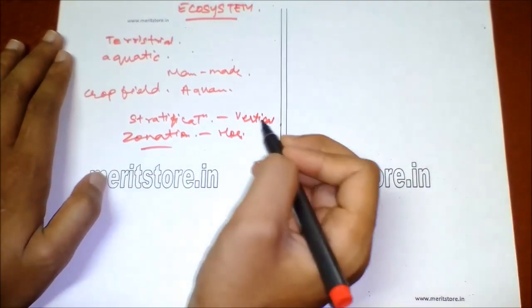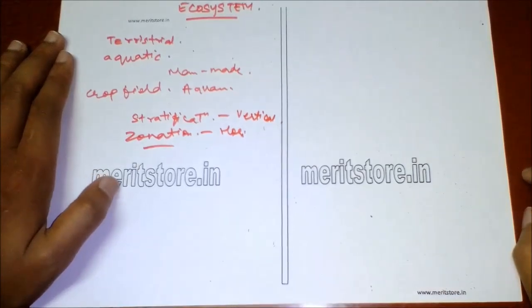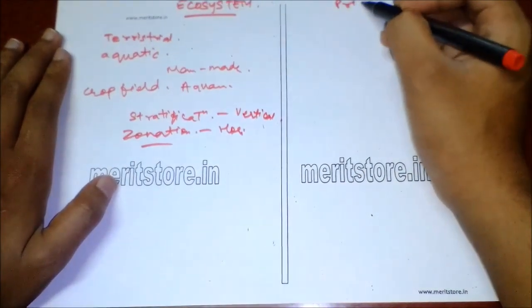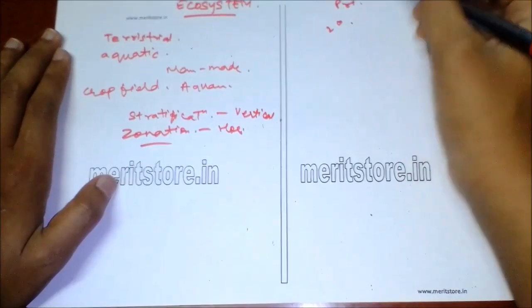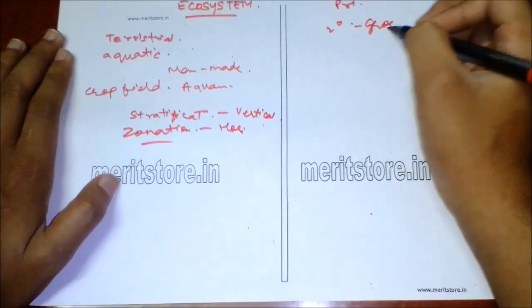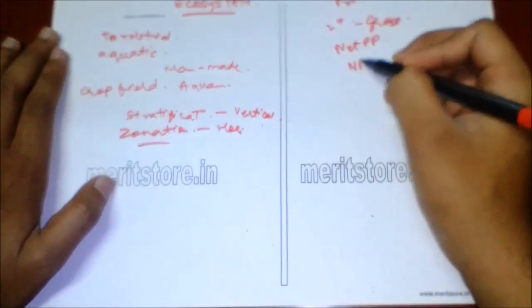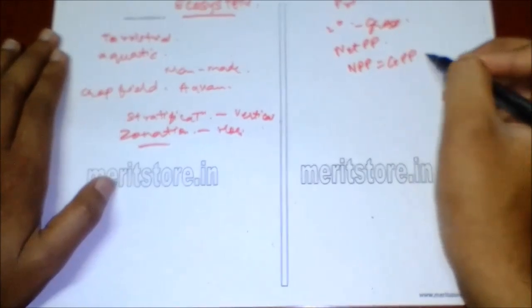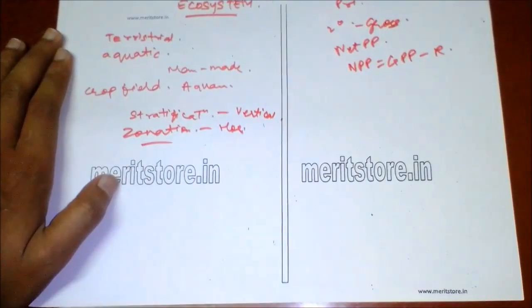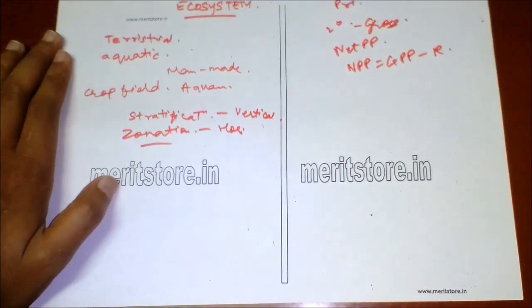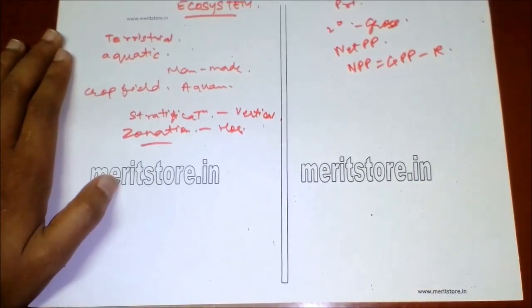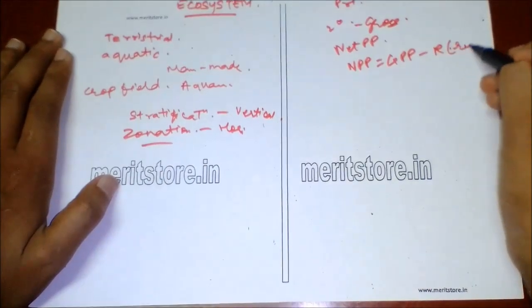Then there is productivity: primary production, secondary production, gross productivity, and net primary productivity, which is gross primary productivity minus R. Primary production is brought by photosynthesis, that is by our autotrophs. Then secondary productivity. The rate of biomass production is productivity, and R is respiratory loss.